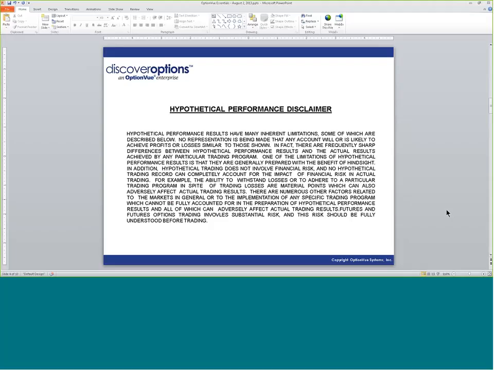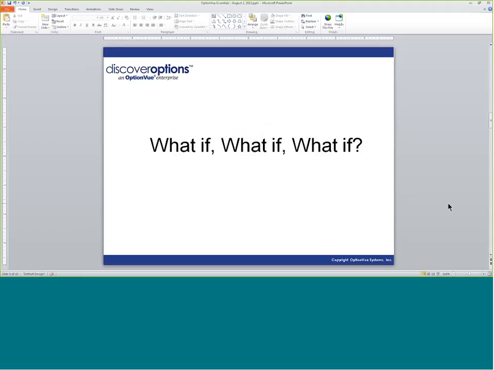Part of the trading is going through alternate scenarios of what might happen. It's what if, what if. What if this happens? What if that happens? What if I use this strike price? What if I sell the option? If I buy the option, if the stock goes up, the stock goes down, time changes. I could show you real quick what that looks like.